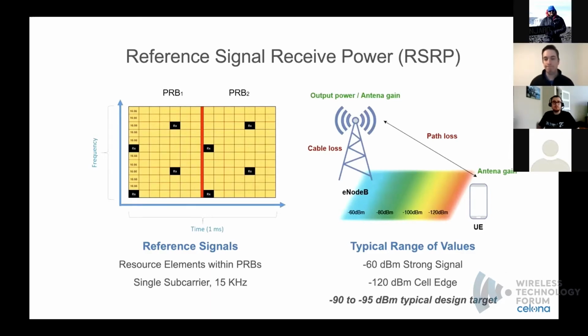That is also very important to understand when we get to SINR and the noise floor on a 15 kilohertz subcarrier. When you're designing a network, you're going to look at a typical range of values for RSRP from negative 60 dBm as a very strong signal, all the way down to negative 120 dBm, which would be the cell edge where the noise floor typically is. And you'll be designing for most capacity-oriented networks somewhere between negative 90 to negative 95 dBm as a typical design target to have throughout an environment. This may vary depending on the project specifics and requirements, however.